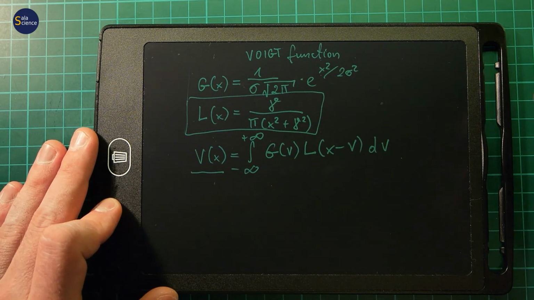So we briefly discussed the Gaussian function, the Cauchy-Lorentz function and their widths, and we mentioned the Voigt function.